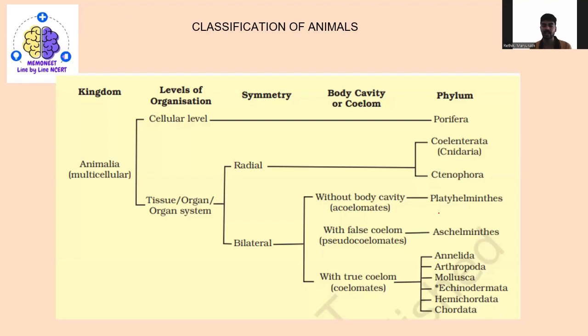Coming to the classification of animals. Based on the level of organization, what kind of symmetry it shows, and its body cavity or coelom, they have been classified into phyla. How many phyla are there in total? The first phylum is Porifera, then Coelenterata, Ctenophora, Platyhelminthes, Aschelminthes, Annelida, Arthropoda, Mollusca, Echinodermata, Hemichordata, and the last one is Chordata. In Chordata, different classes are there, and we are going to study that also.